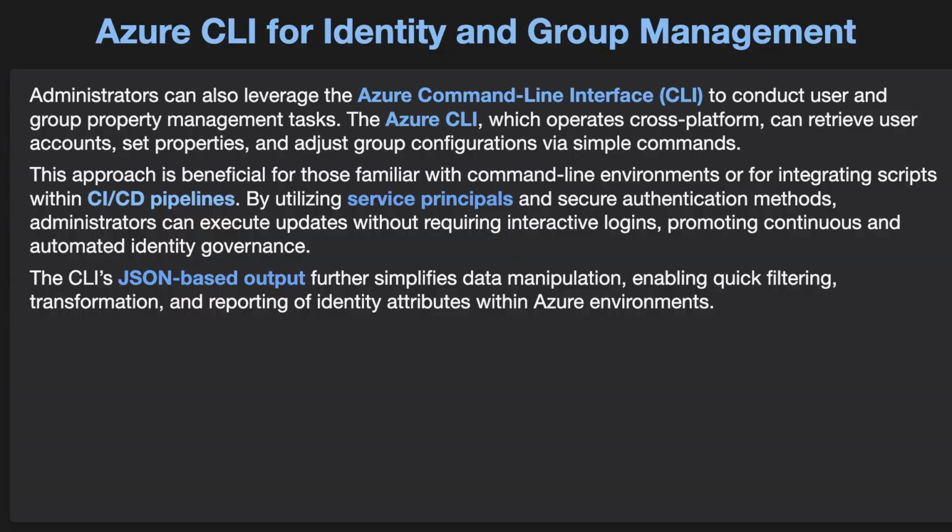Administrators can also leverage the Azure Command Line Interface, CLI, to conduct user and group property management tasks. The Azure CLI, which operates cross-platform, can retrieve user accounts, set properties, and adjust group configurations via simple commands. This approach is beneficial for those familiar with command line environments or for integrating scripts within CI/CD pipelines. By utilizing service principals and secure authentication methods, administrators can execute updates without requiring interactive logins, promoting continuous and automated identity governance. The CLI's JSON-based output further simplifies data manipulation, enabling quick filtering, transformation, and reporting of identity attributes within Azure environments.